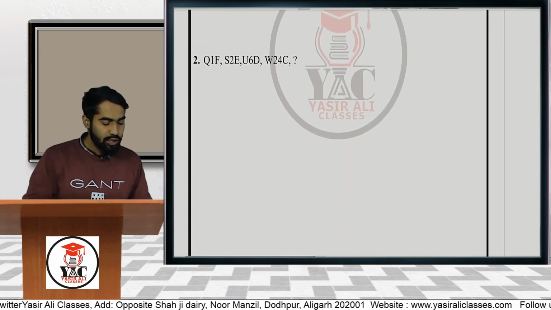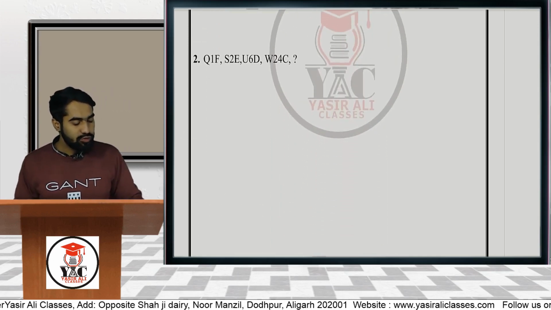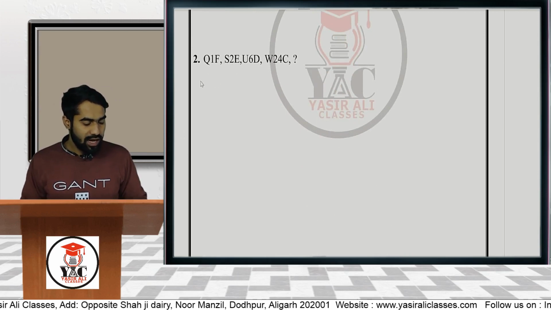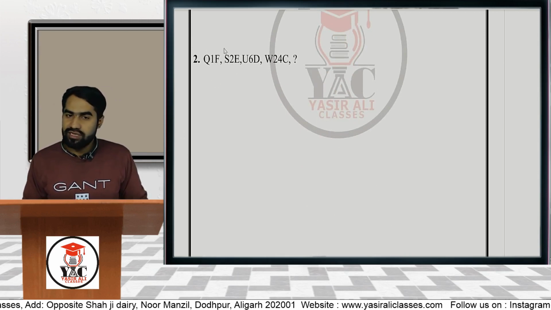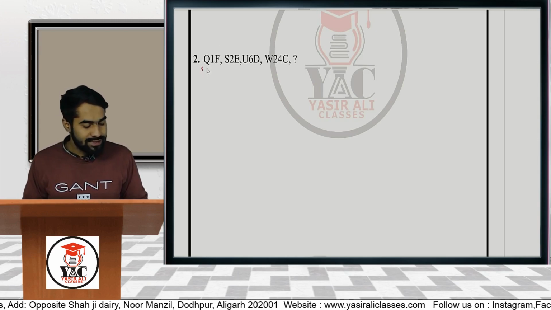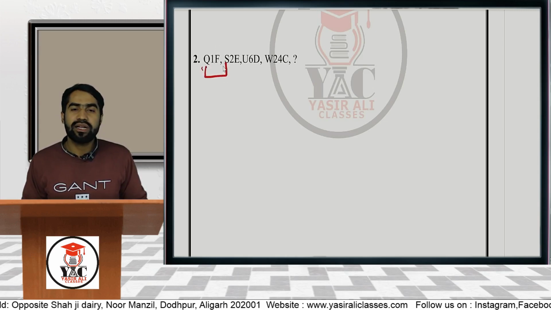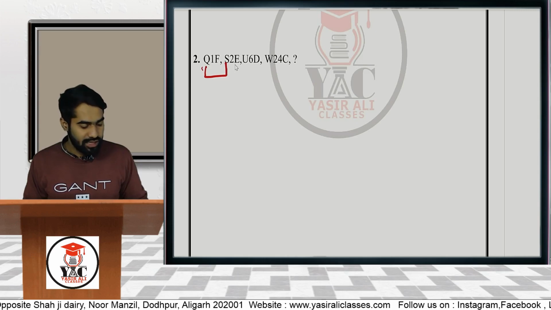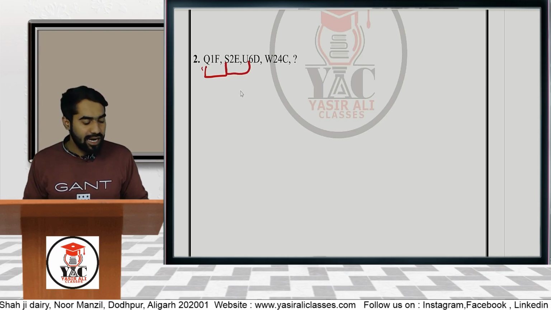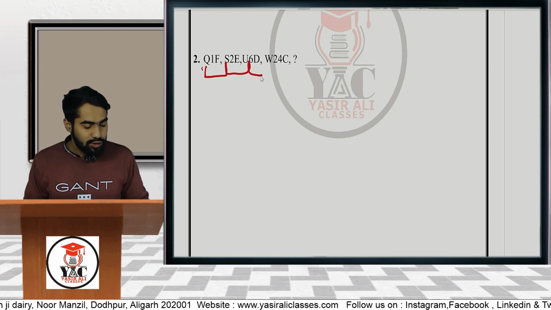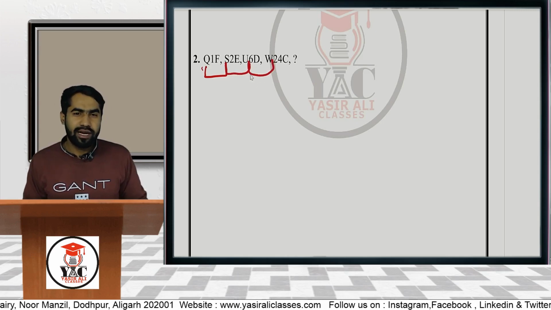Next one, Q1F, S2E, U6D, W24C. Again we will try to establish the relationship firstly between the first letter of each group. Q to S. Now if you see, Q is on which position? Q is on 17 and S is on 19. S to U, S is on 19 and U is on 21. U to W, U is on 21 and W is on 23.